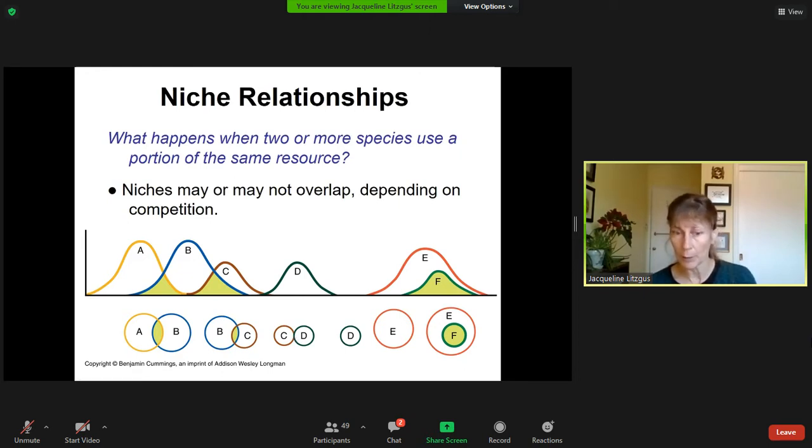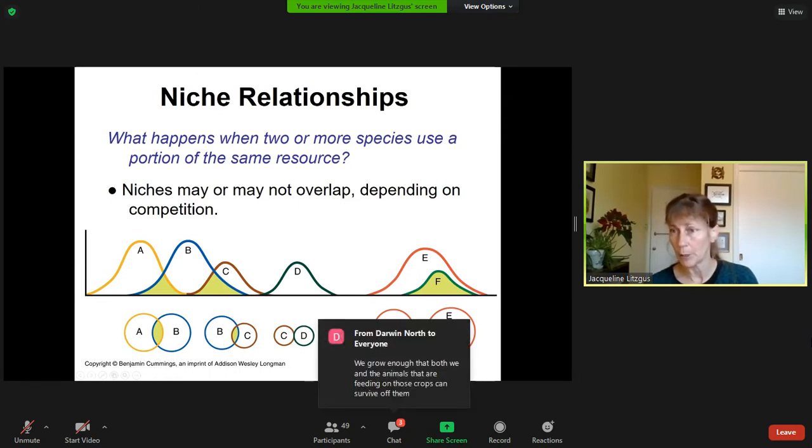Little possibility of competition because they're sort of abutting each other, but they are quite close. But you contrast that with D and E, who are quite far apart on the resource gradient. So they're probably never going to compete, right? Because they need very different things on that resource gradient. So they're unlikely to compete, no competition.